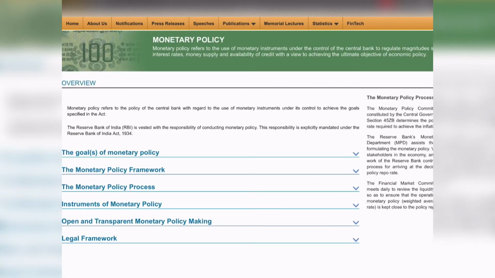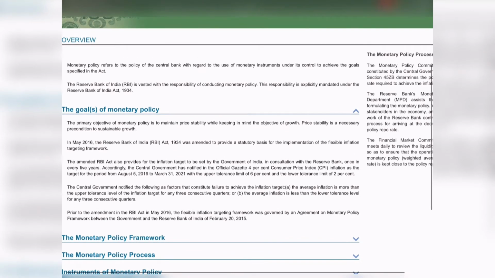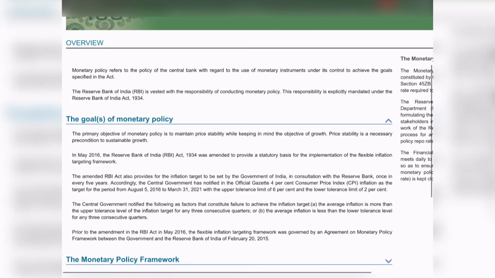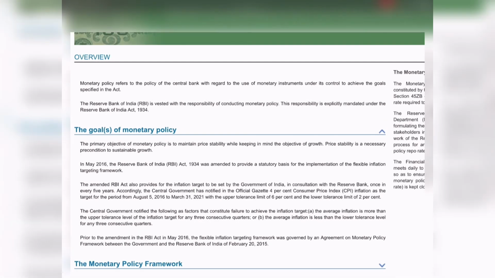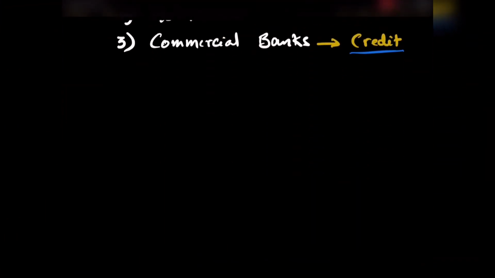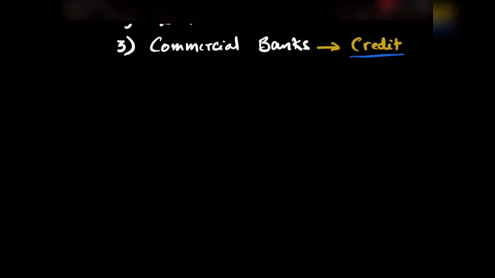Monetary policy refers to the policy of the central bank with regard to the use of monetary instruments under its control to achieve goals. What kind of goal? The primary objective of the monetary policy is to maintain price stability, as given in here, while keeping in mind the objective of growth. So price stability is a necessary precondition for sustainable growth. And in order to achieve that, the Reserve Bank of India is going to use certain instruments through which credit control is going to be taken care of.